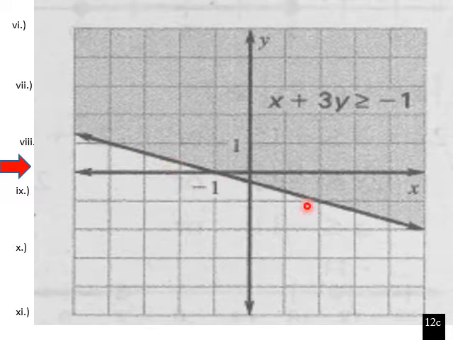Here would be the graph of x plus 3y is greater than or equal to negative 1. We have a slope of negative 1/3, which is the slope of the line, and 0, 0 will be right here. So this is part of the solution area for this perfect inequality.